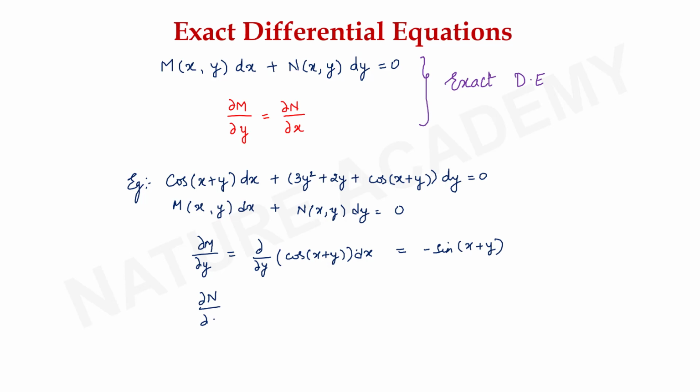Then if you find ∂N/∂x, you have ∂/∂x of (3y² plus 2y plus cos(x plus y)) dy. If you differentiate this with respect to x, 3y² and 2y become 0. The terms containing only y become 0 and the term containing x is only cos(x plus y). And if you differentiate it, you have minus sin(x plus y).